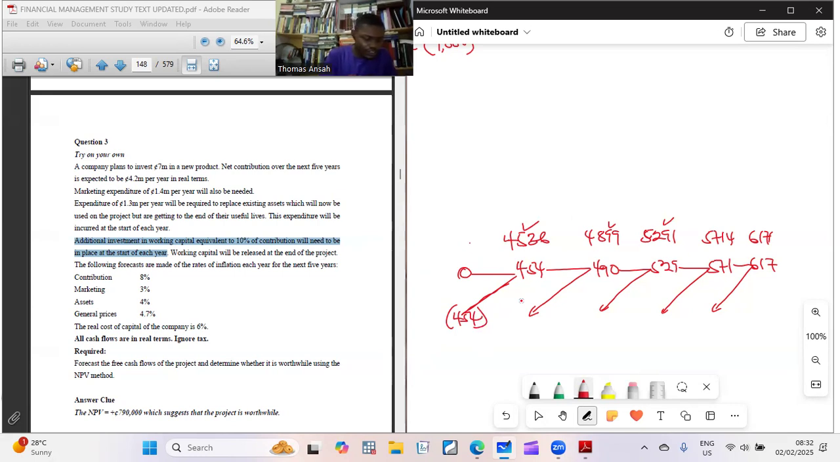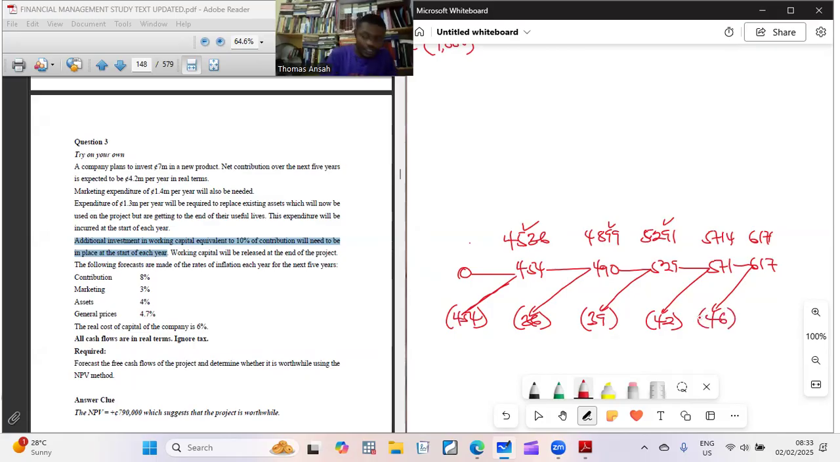454 minus 490. That is 36. I think this one, everybody had it. 490 minus 529, 39. I think this should be 42, right? 529 minus 571. Yes, because the interval is becoming 3, 3, 3, and usually that is how it is. So this one will be something like 45. So 571 minus 617. Hey, 46. All right, so that is that.